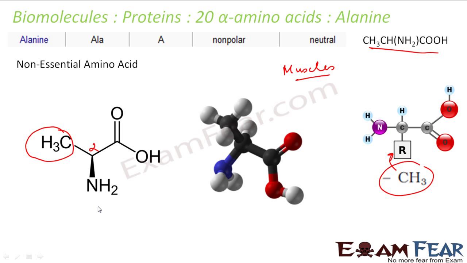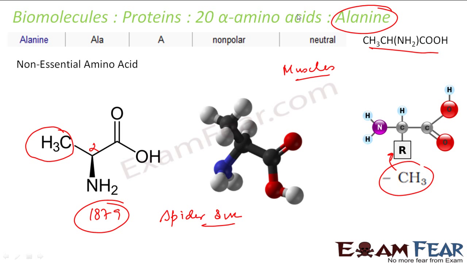It was first found in 1879 from spider silk, and that's why it's called alanine. Alanine was found first from spider silk. Source is meat, seafood, milk, egg, fish. Vegetarian sources are beans, nuts, yeast, brown rice, corn, etc. And this is the structure of alanine.